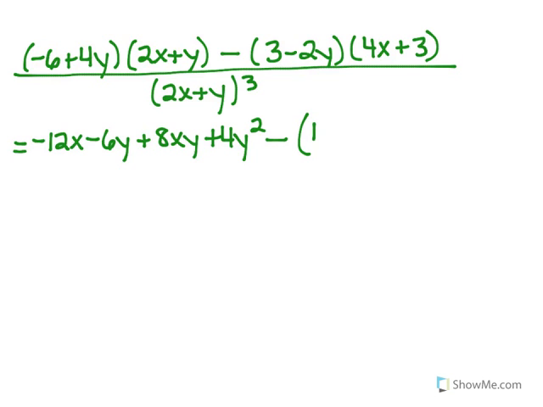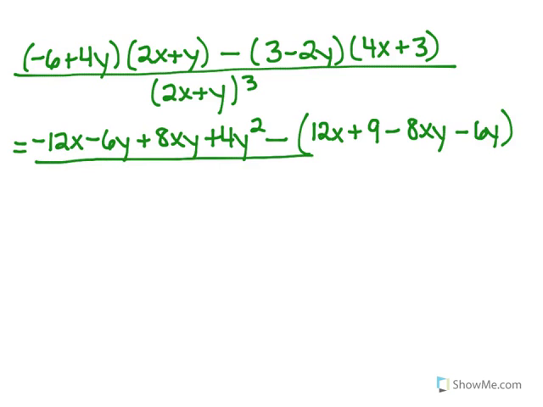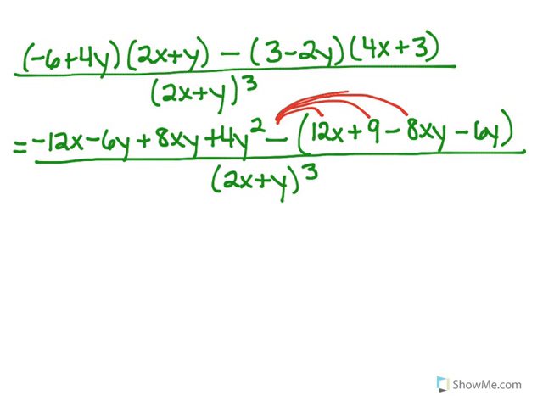So I'm going to get 12x plus 9 minus 8xy minus 6y. Remember, that's still all being divided by 2x plus y cubed. Don't forget to distribute this minus sign to every term in that second set of parentheses.